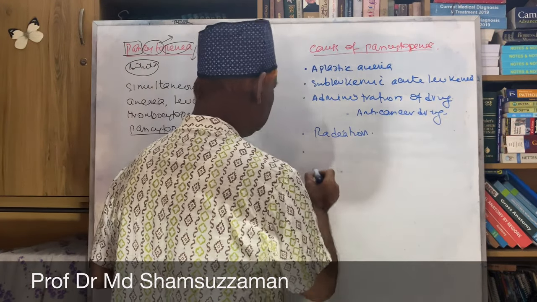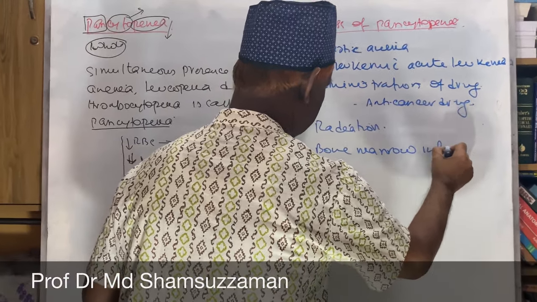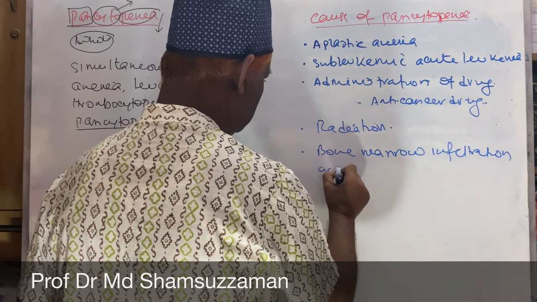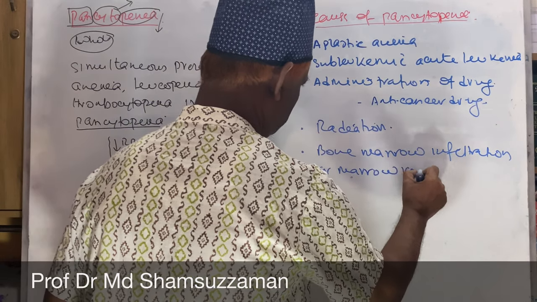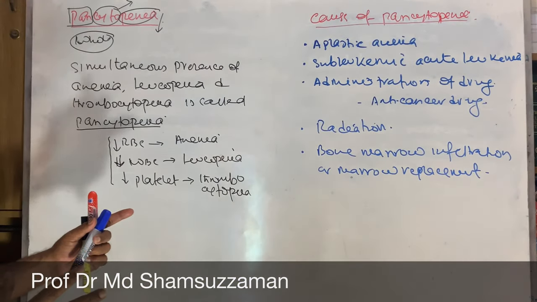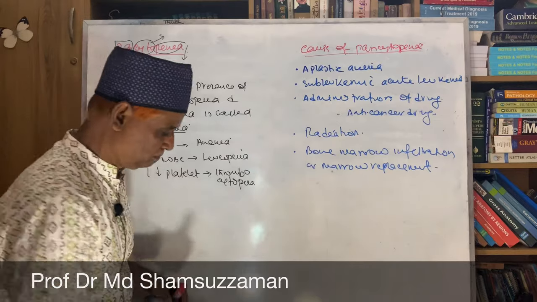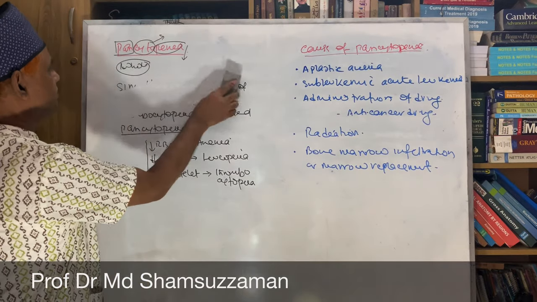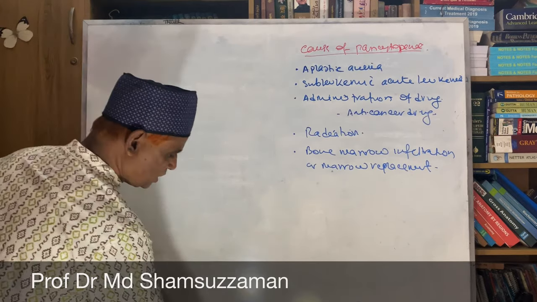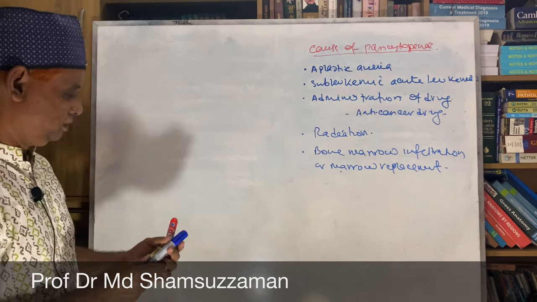Then bone marrow infiltration or bone marrow replacement. Dear audience, I have told you marrow is composed of half marrow element, that is hematopoietic element, and half is fat cells. If marrow is infiltrated or marrow is replaced, then there will be decreased RBC production, decreased WBC production and decreased platelet production. So there will be pancytopenia.